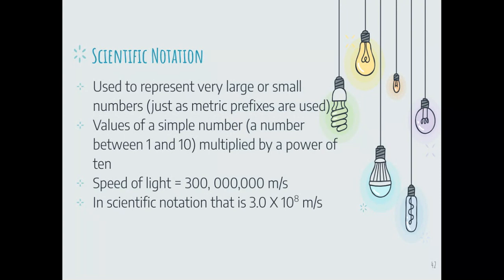The values of a simple number, so something between 1 and 10, are multiplied by a power of 10. So our speed of light is 300 million meters per second. In scientific notation, we can get rid of all these extra zeros, and we can just write 3.0 times 10 to the 8th power meters per second.